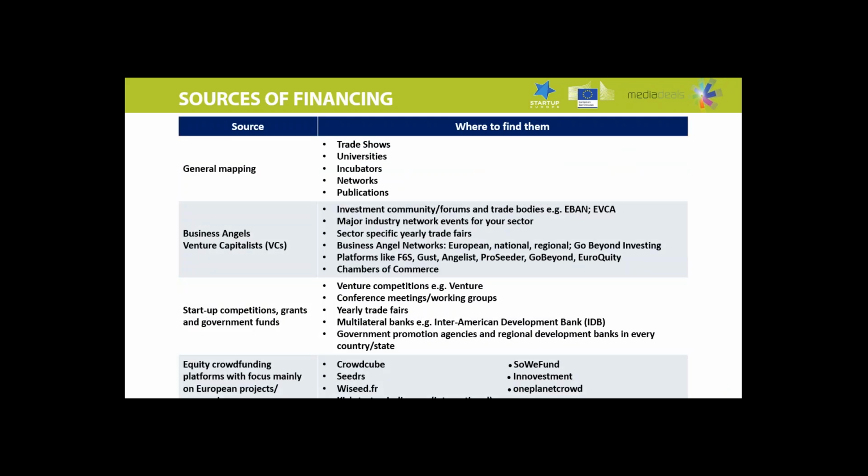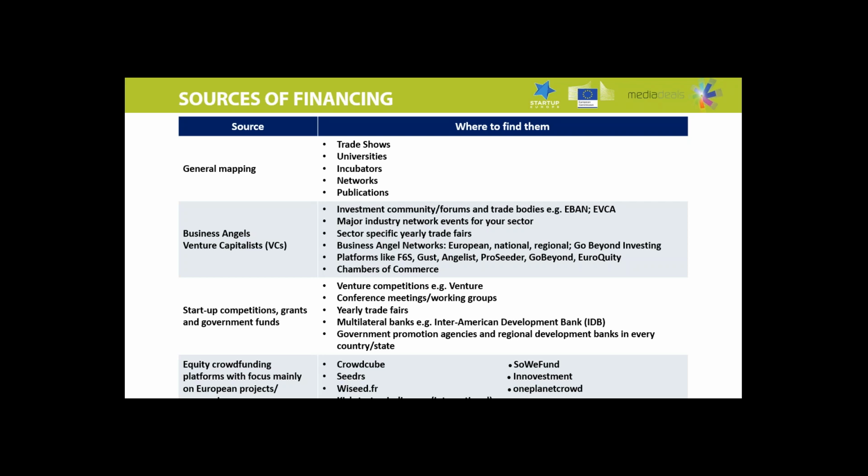Now, how do you find these different types of investors? First of all, there should be something like a general mapping on your side, where you review trade shows that you visit, where you research who universities are connected to and incubators. You research the networks that you have in your region. Basically, you turn to publications to find out who is active where and in what sector.